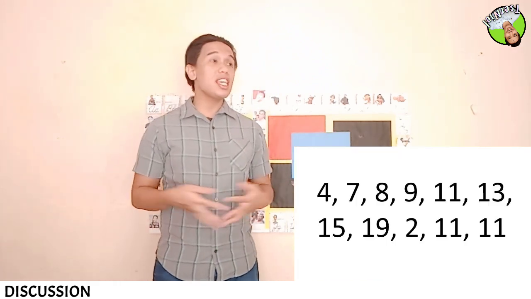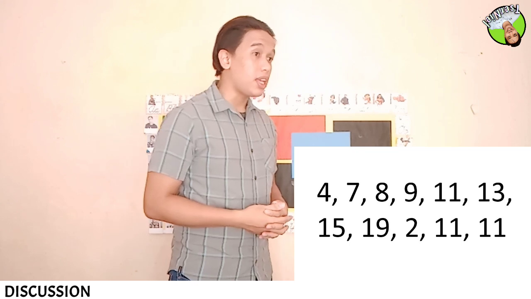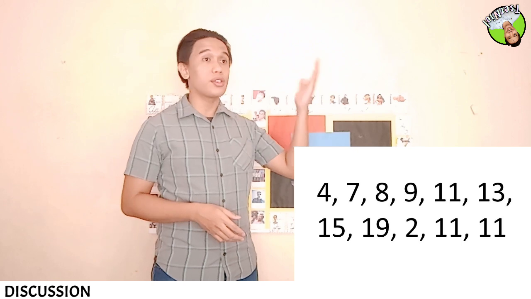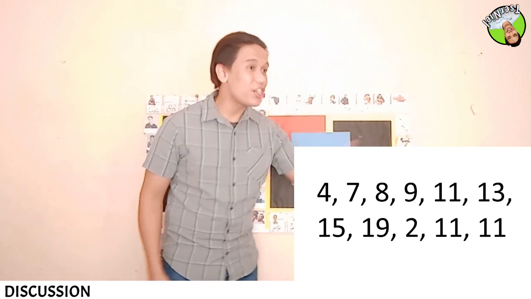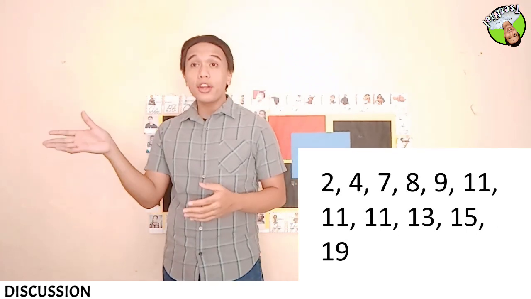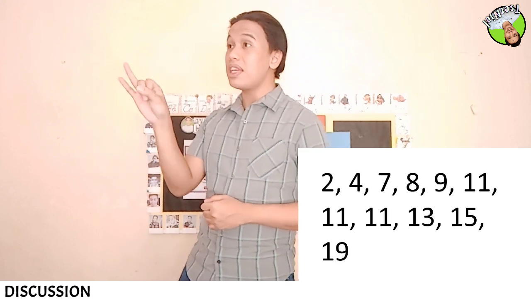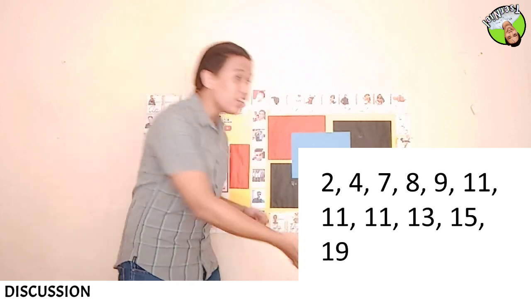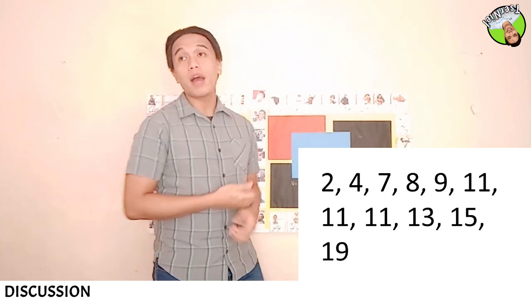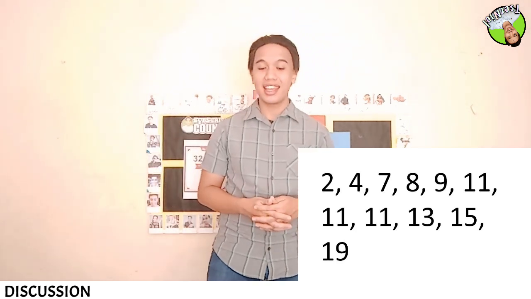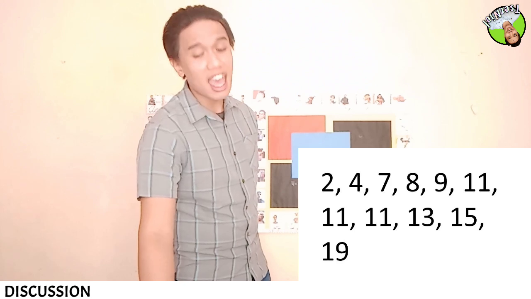Let us have another example. As you can see, the numbers are not yet arranged properly. So we have to arrange the numbers in ascending order. Now, who can arrange the numbers in the board? Yes, JB. Remember that you have to arrange the numbers properly in ascending order before we identify the mean, the median, and the mode. Do you understand? Okay. Thank you, JB. Now, since the numbers are arranged properly, what do you think is the mode in the data? It is 11. Very good.